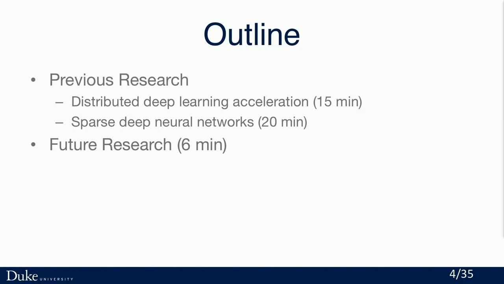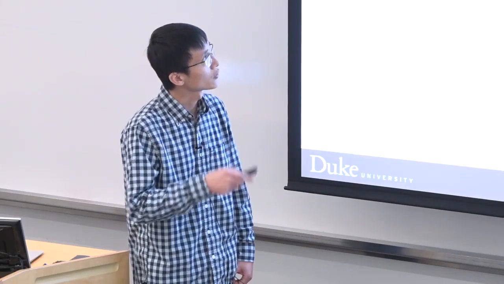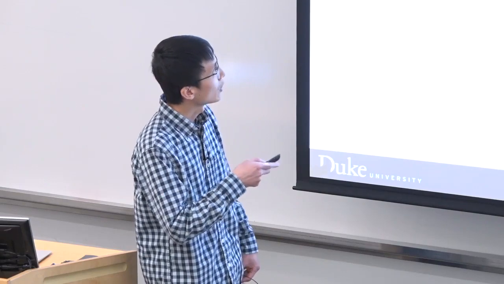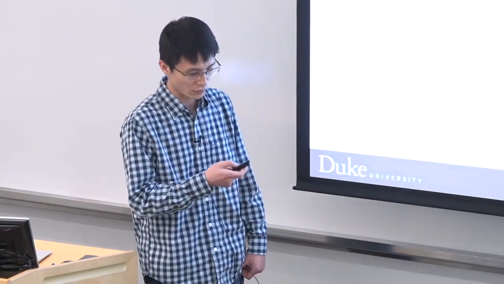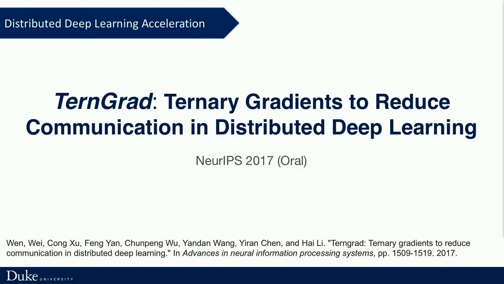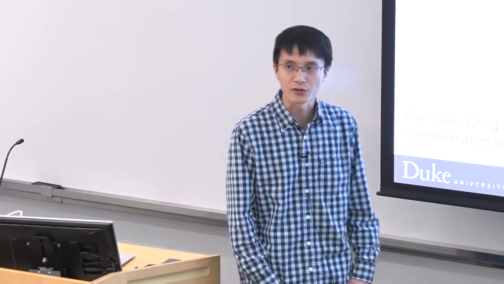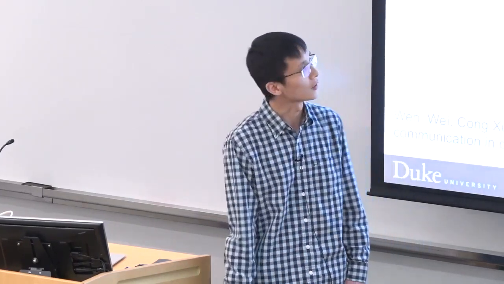So here is the outline. I'll first introduce my previous research to make the training faster, typically in distributed training systems, and also my research on sparse neural networks to make the inference faster. And finally, I will introduce my future research. So let's go to the first part. How can we make the distributed training system faster? I'll focus on one work I did on ternary gradients to reduce the communication in distributed deep learning.